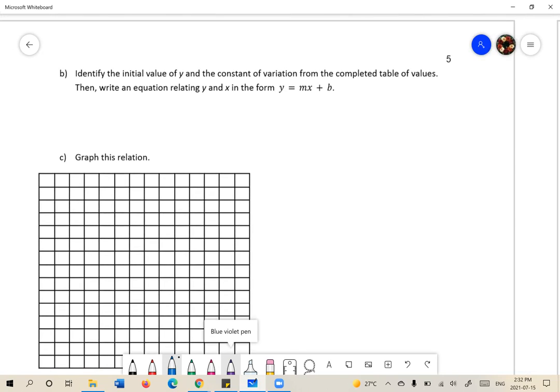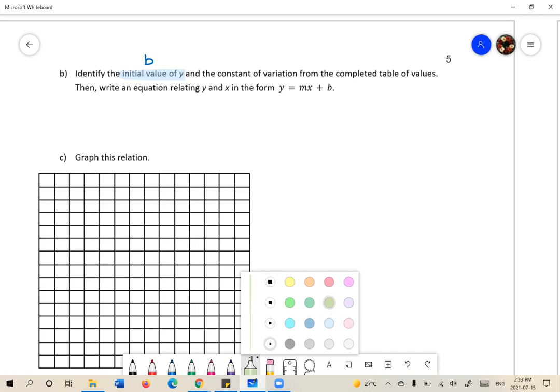Identify the initial value of y and the constant of variation from the completed table of values. Then, write an equation relating y and x in the form y is equal to mx plus b. And it's asking us for the initial value of y. Now remember, initial means b, and constant of variation means slope.